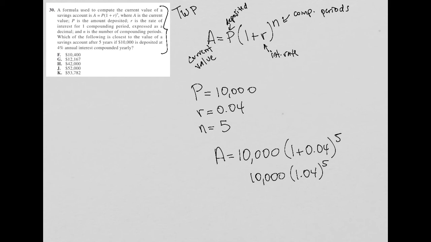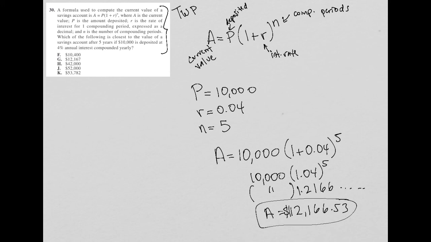And what I get from that is 1.2166, and it keeps on going. So I'm going to leave that number in my calculator and multiply that number by 10,000. And what I get here is that A is equal to 12,166.53, basically. And therefore, the correct answer must be choice G.